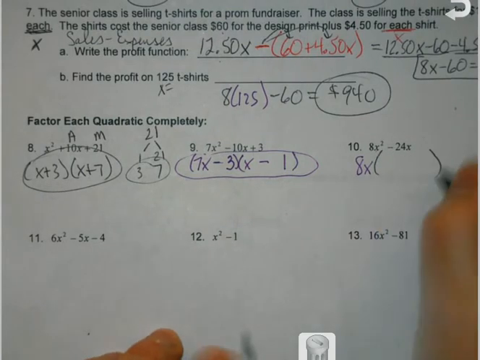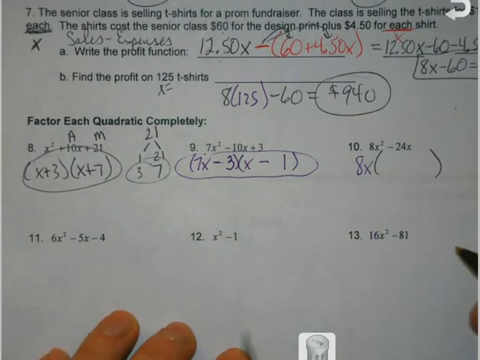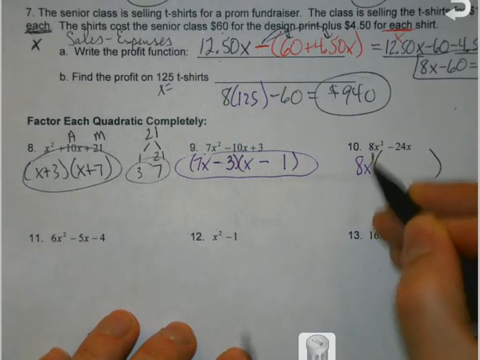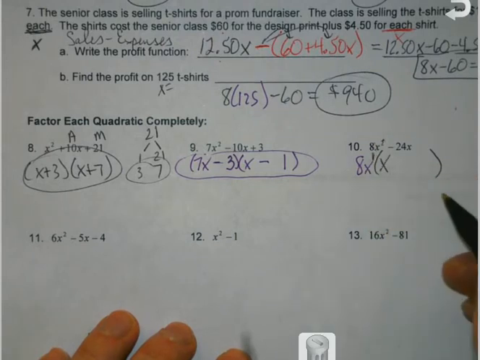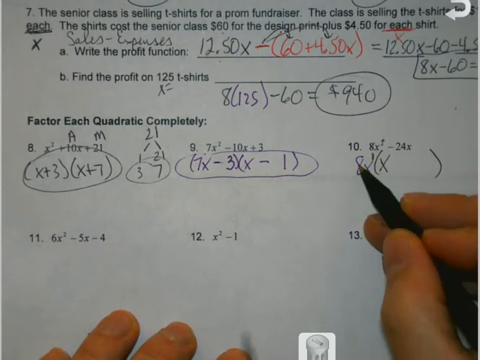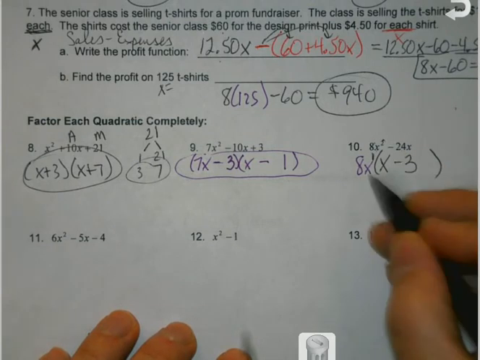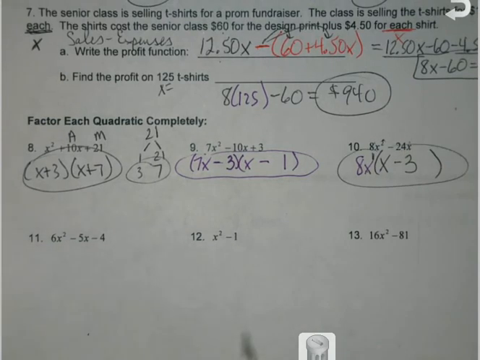So I do that first, and now it's like doing the distributive property backwards. I already got the 8. I got 1x, I need 2, so I need another one. 8 times what gets me to negative 24? Negative 3, and I already have the x. I'm done. No more factoring. So sometimes that's all I'm going to be able to do is take out a common factor.